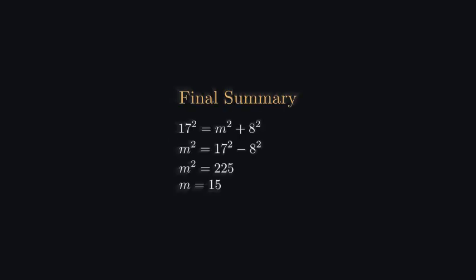To summarize, 17 squared equals m squared plus 8 squared, so m squared equals 17 squared minus 8 squared, which equals 225, so m equals 15. The key equations are shown on the screen.